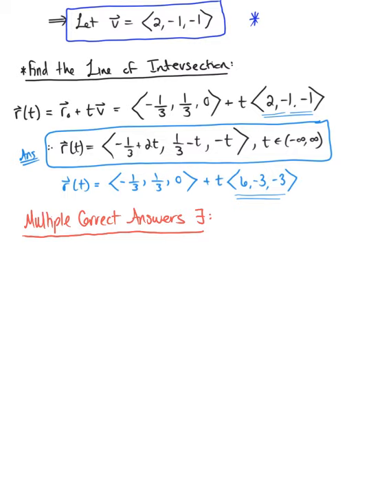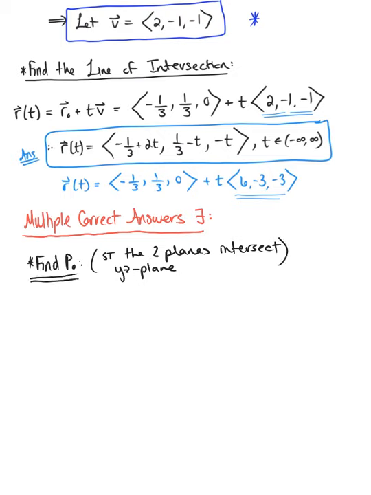But even more than that, depending upon how you find P naught will change this answer as well. So for fun, because math is fun, let's find another point P naught. So let's find P naught, and this will be such that the two given planes intersect. Let's do the YZ plane. So keep in mind, with the YZ plane, we know that that is defined by the equation x is equal to 0. So here, we're going to let x equal 0 and solve the resulting system.